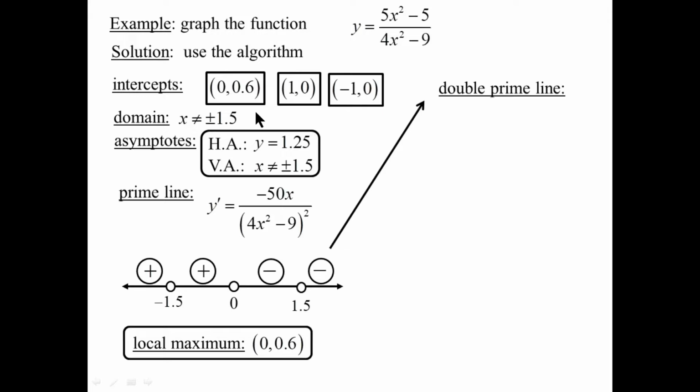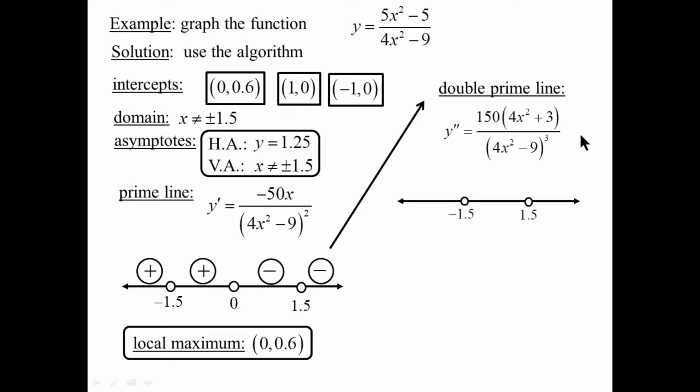Double prime line, now here we go. I'll differentiate this. You will pause the video and do it yourself and confirm. This is the double prime. It's a good little exercise. And we can see the numerator is always positive and never 0. So the only thing that's going on our double prime line are the restrictions here, plus or minus 3/2.